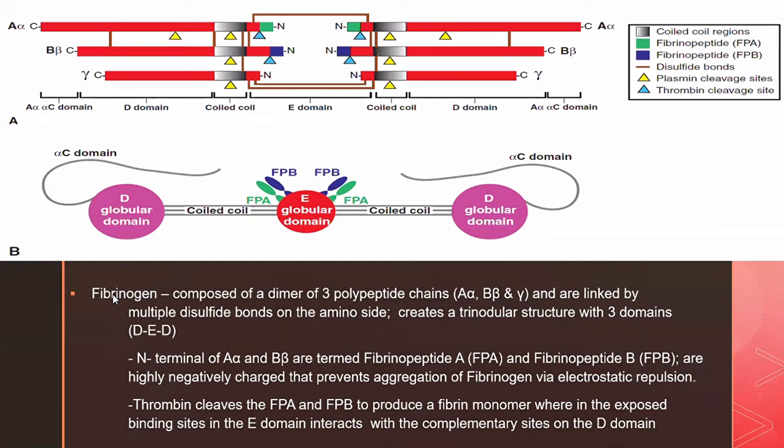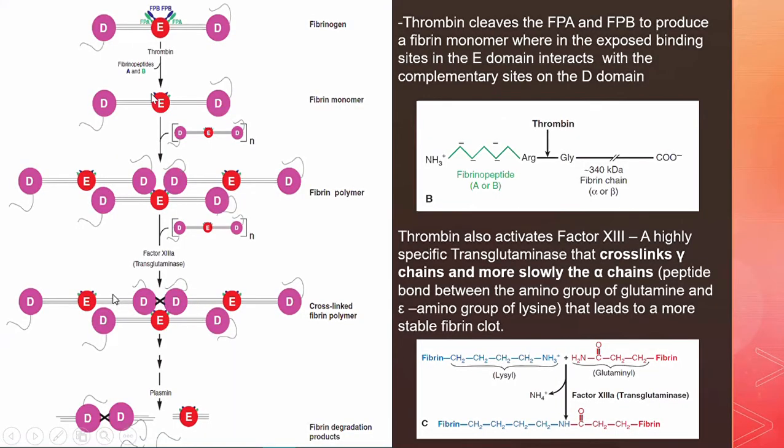So, the fibrin monomers have exposed binding sites in the A domain. This is the A domain. It interacts with the complementary sites of the D domain here. So that is what will happen.